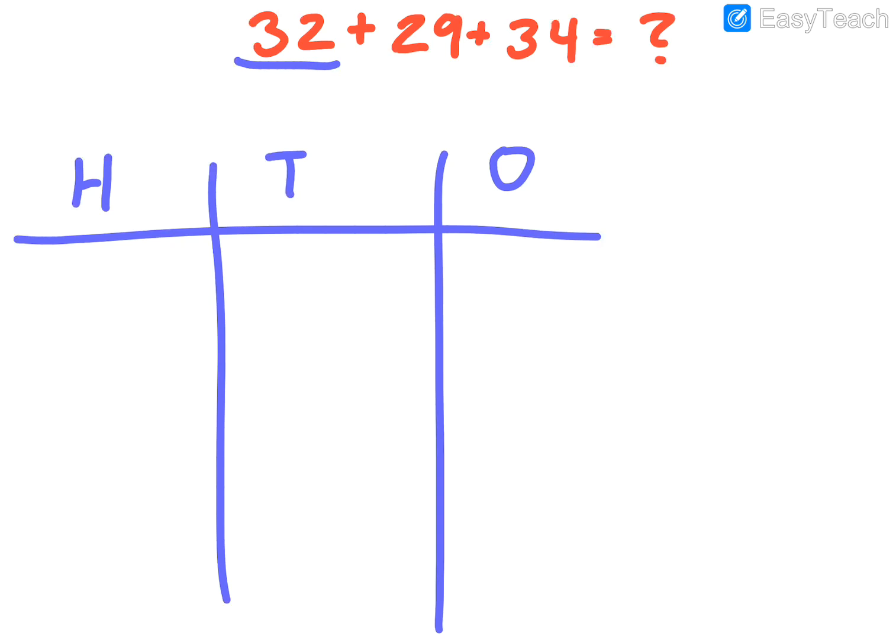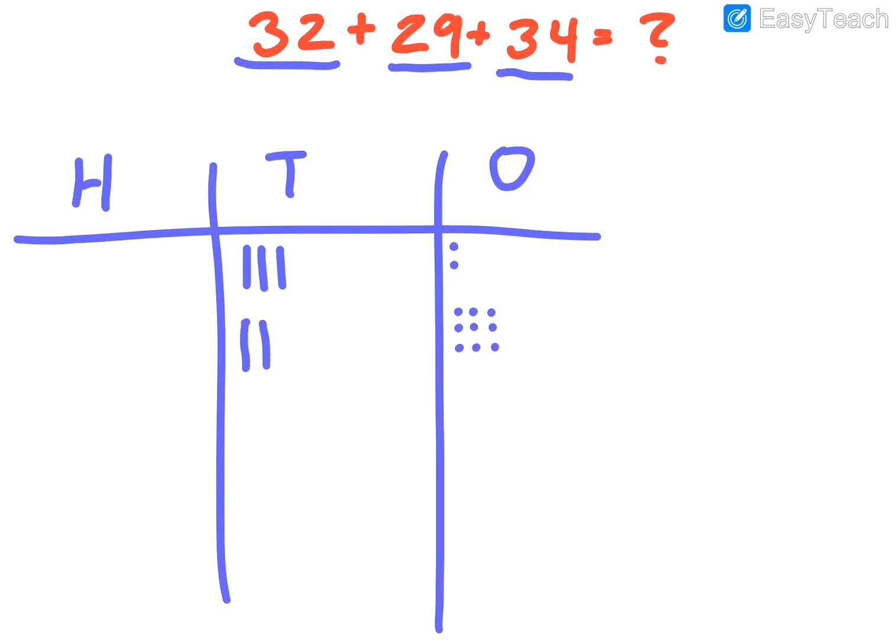Once we've made our place value chart, all we're going to do is put our numbers in the correct place. First, we have the number 32. If I look at it, I see I have 3 10s, 1, 2, 3, and I have 2 1s, 1, 2. Next, we have the number 29. I see I have 2 10s, 1, 2. I have 9 1s, 1, 2, 3, 4, 5, 6, 7, 8, 9.